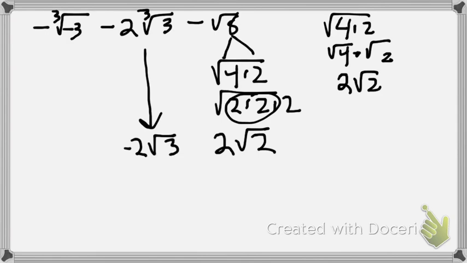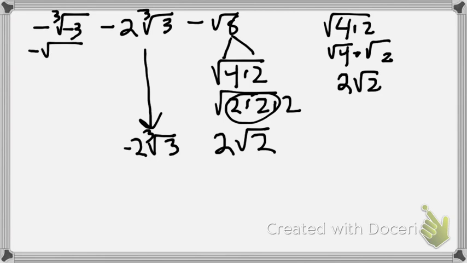So 2 third roots of 3. We have nothing doing. A bunch of prime numbers there. So now let's look here, and we have the third root of negative 3.